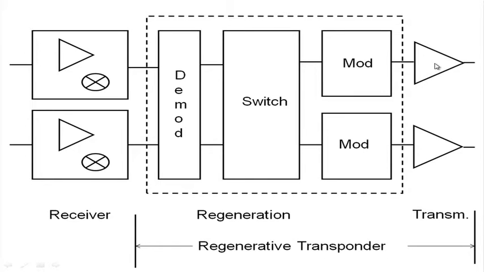Then it goes into the modulation, then up conversion and then amplification. So, this part after the receiver is called the regenerative transponder, which includes the bent pipe transponder, that is the OMUX, DMUX and the amplifier, and also the demodulation and remodulation along with the switch, which is regeneration, both together. It is called a regenerative transponder.